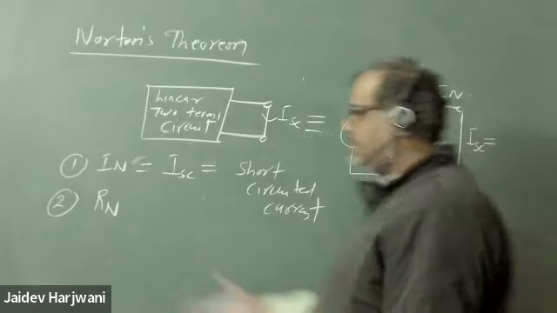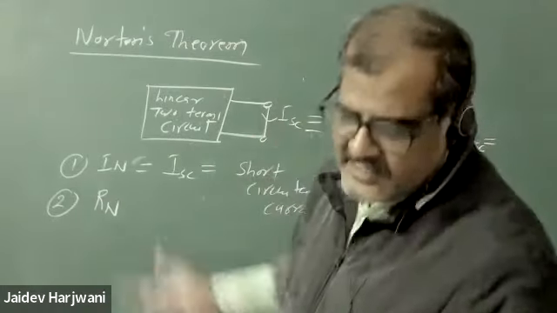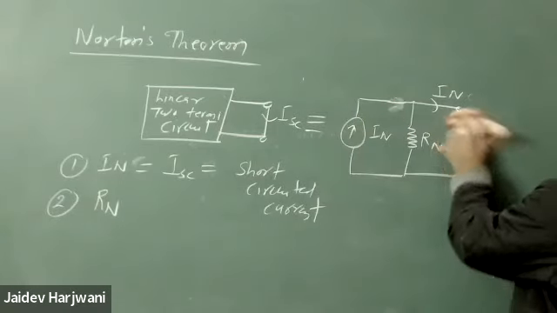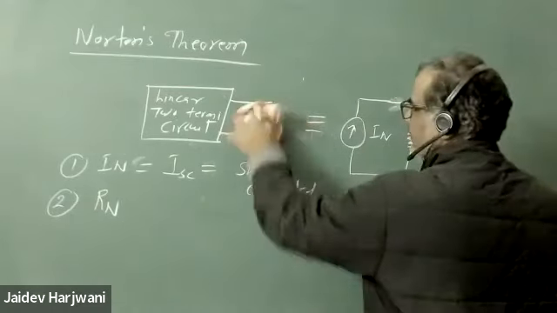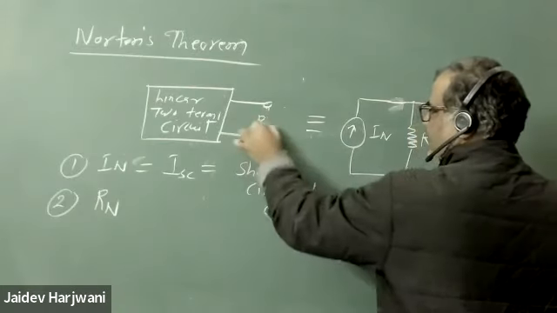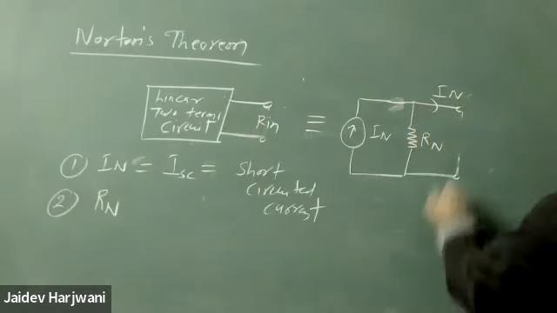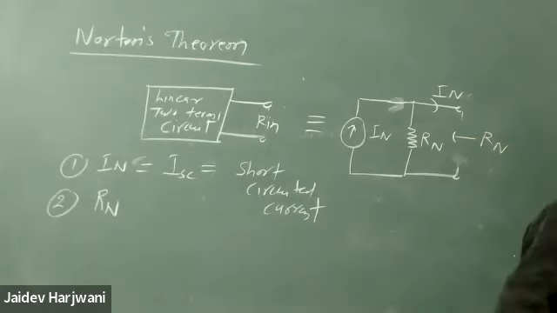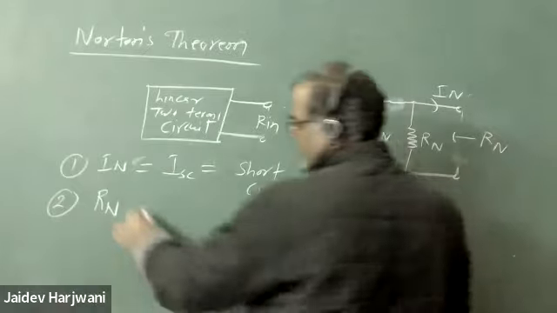Now the next thing is RN. RN is the same as RThevenin. You make this circuit open and measure R in. Whatever R in you measure will be your RN. So RN is equivalent to your RThevenin.